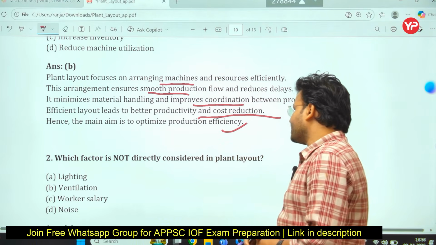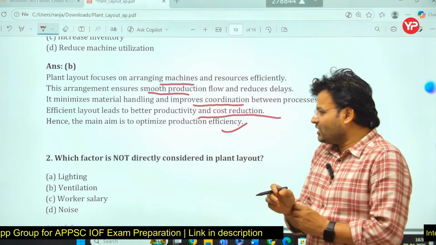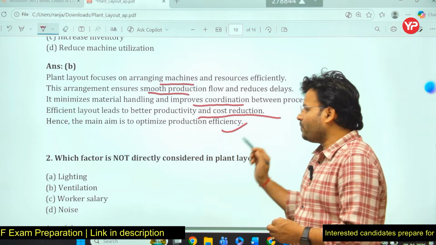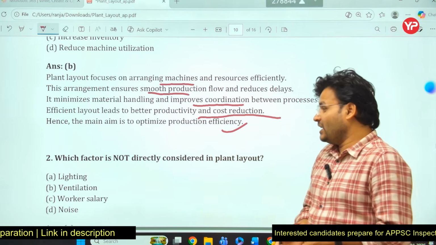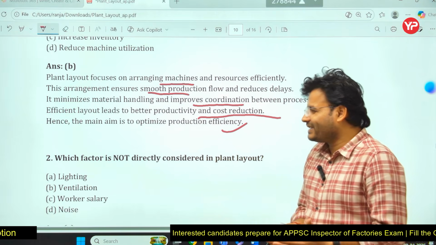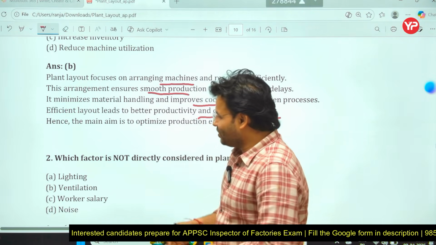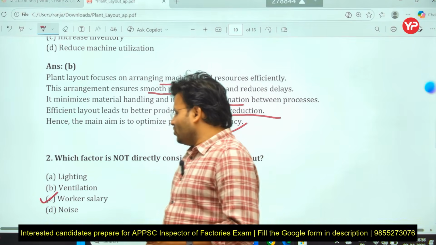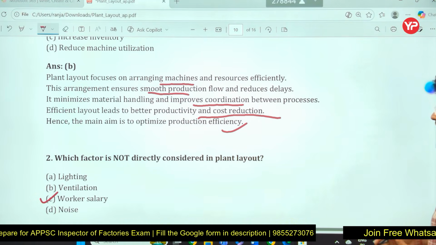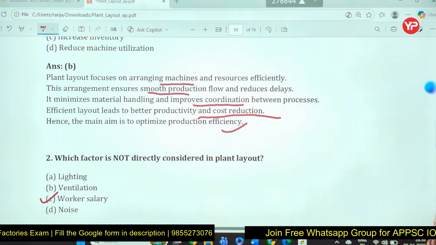Which is not directly considered in plant layout? Lighting, ventilation, workers' salary or noise? Lighting is obviously considered, ventilation is also going to be considered, noise also. Yes, workers' salary is also going to be considered, but that is not directly. So directly, workers' salary is not going to be considered in the plant layout. The rest, lighting, ventilation, noise, all that is going to be considered, right.